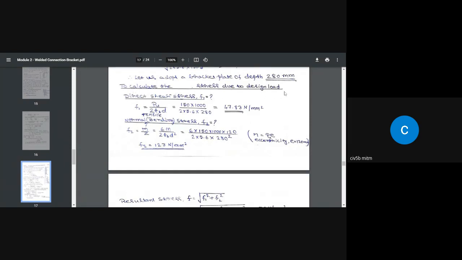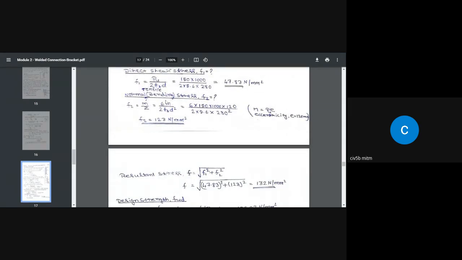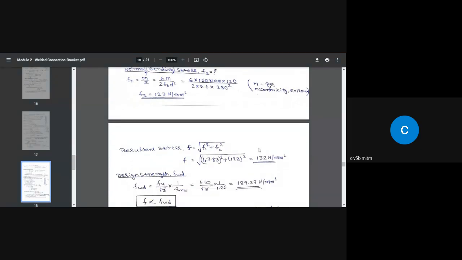To calculate the stress due to design load, direct shear stress first, that is Pu divided by 2 TT D. That is the F1 value, 47.83, which was not considered above while finding out the depth. Next comes F2. Again, this equation we have, find out the F2 value, 123. So find out what is the resulting stress in the extreme weld. That is equal to F equal to square root of F1 square plus F2 square, which is equal to 132 Newton per millimeter square.